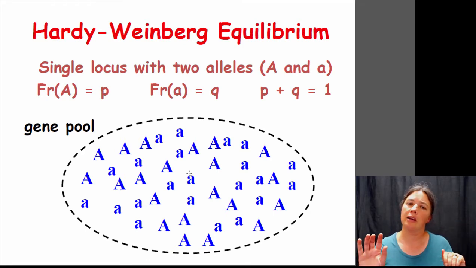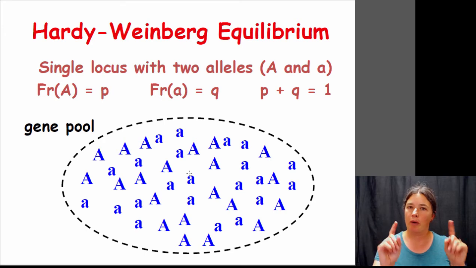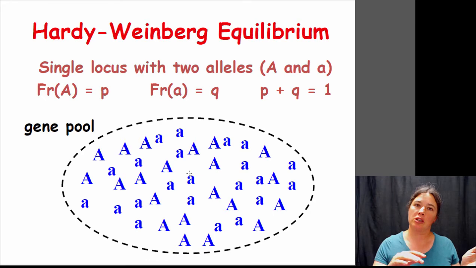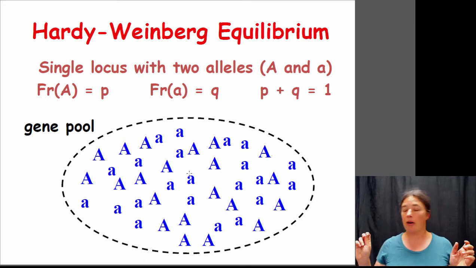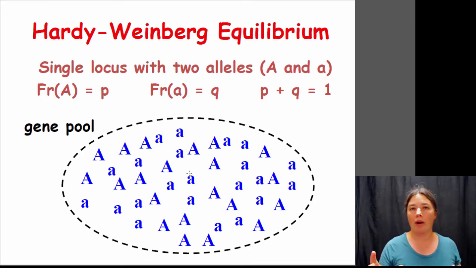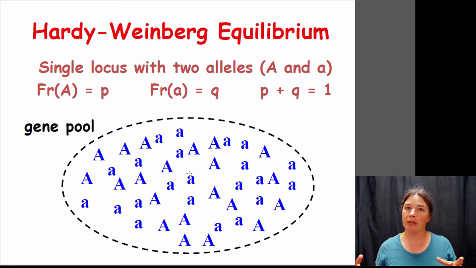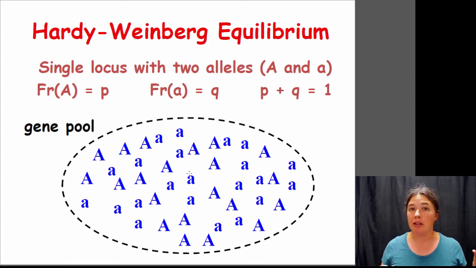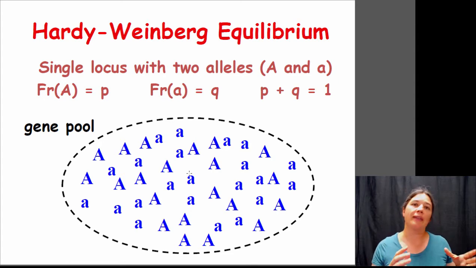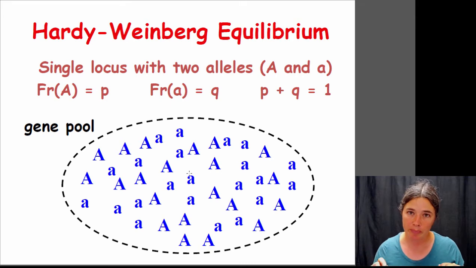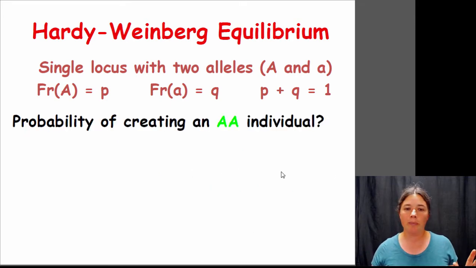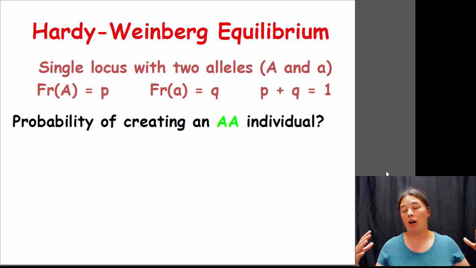Frequency of the little a allele, we call it Q. Now remember, from our rules of probability, frequencies and probabilities are interchangeable. So if you're going to draw out of this gene pool at random one allele, the probability of that allele being a big A allele is equal to the frequency of the big A allele, and we just defined that as P. So that's going to come in useful, okay? All right, so we've got our gene pool. So what's the probability of drawing gametes out of this gene pool and creating a big A individual?